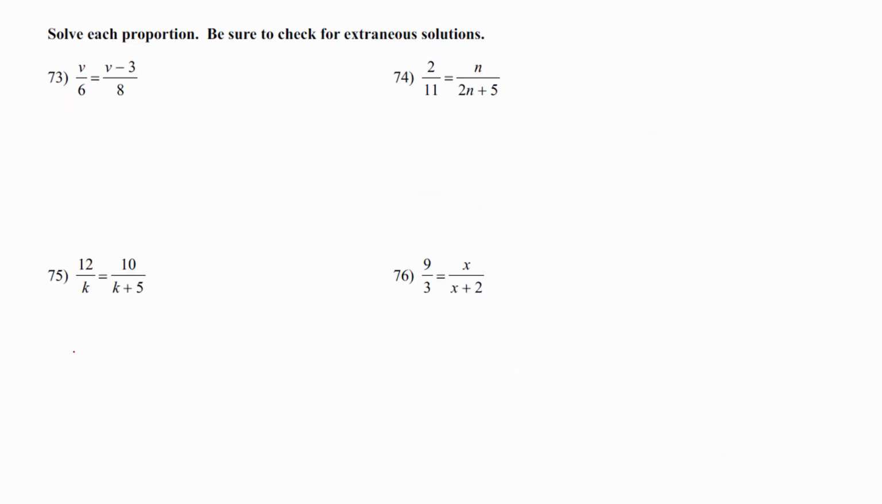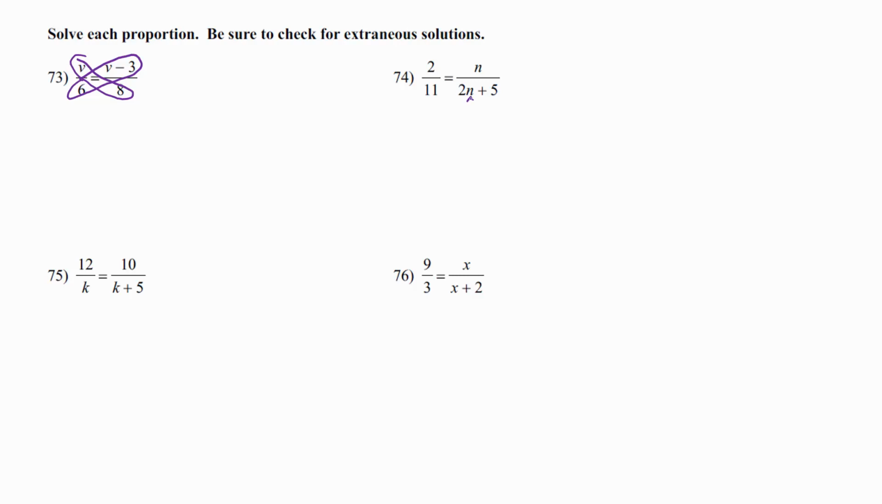All right, here we have solving each proportion. Be sure to check for extraneous solutions. So we are going to cross multiply on each of these problems to solve, and what we want to do at the end or at the beginning is check to see if there are any values that would make our denominators equal 0. And that happens when there's a variable in the denominator. So on 74, for instance, how I have n right here.